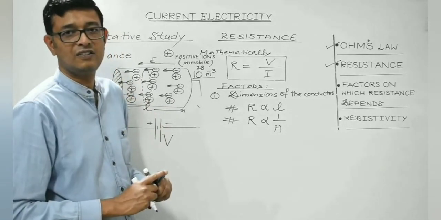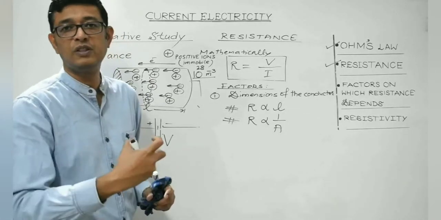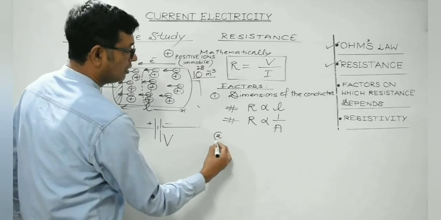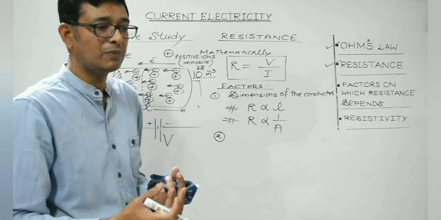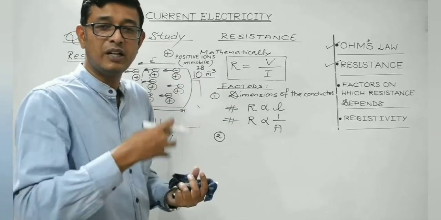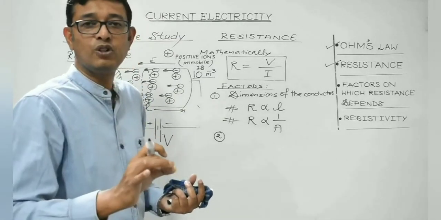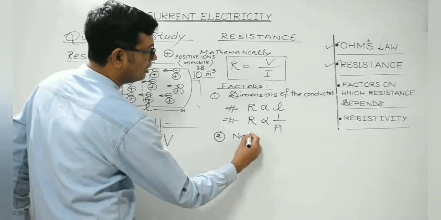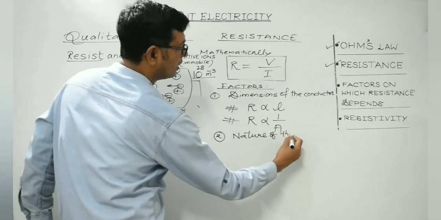the conductor. Right? It also depends upon the nature of the material of the conductor. Nature of material means the conductor must be made up of some material, whether it is made up of copper, silver, wood, or plastic. So, resistance does depend upon the nature of the material of the substance.